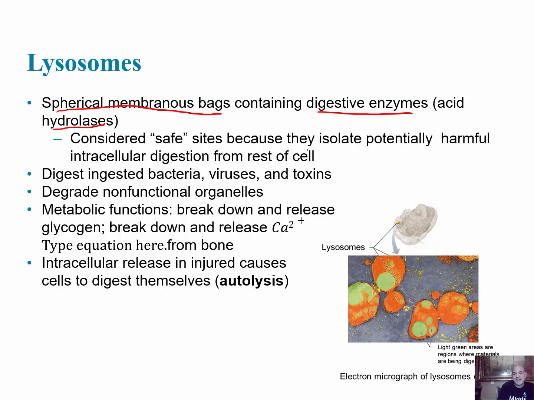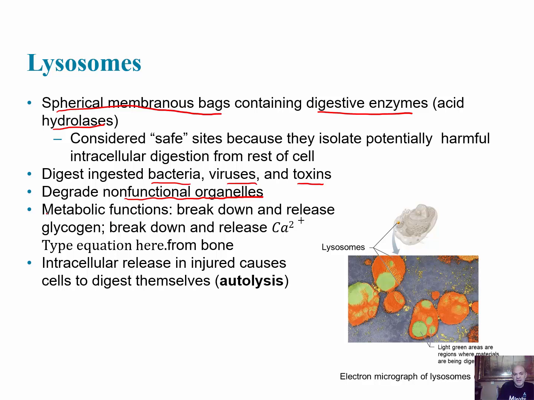So these are going to be considered safe sites because they isolate potentially harmful intracellular digestion from the rest of the cell. So we keep those digestive enzymes away from everything else by keeping them within the lysosome sac. And here we might digest ingested bacteria, viruses, and toxins. For example, if a white cell takes in these pathogens, the lysosome can digest them. The lysosome may also bind with and fuse together with worn out organelles and break those down.